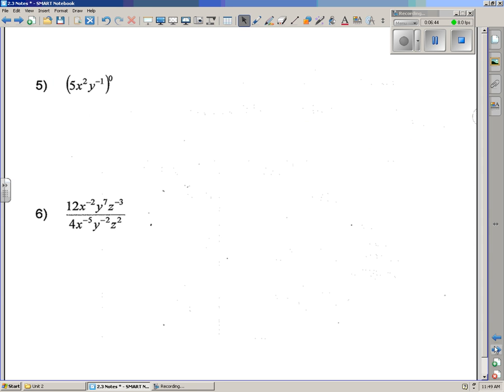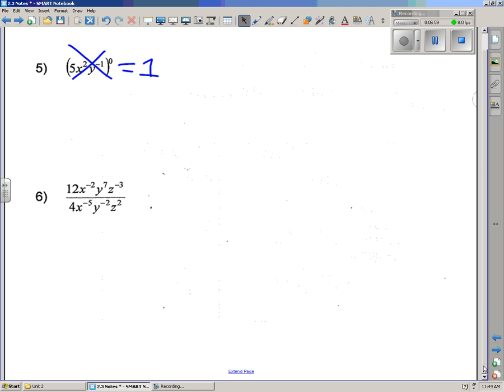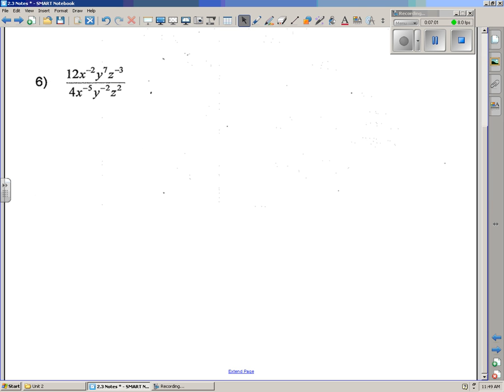Next example. You've got 5x squared y to the negative first, all to the power of 0. This one's nice because the whole thing is just a 1. When you get to this next one, it gets a little bit more confusing. So it looks that way, but it really isn't that big of a deal.